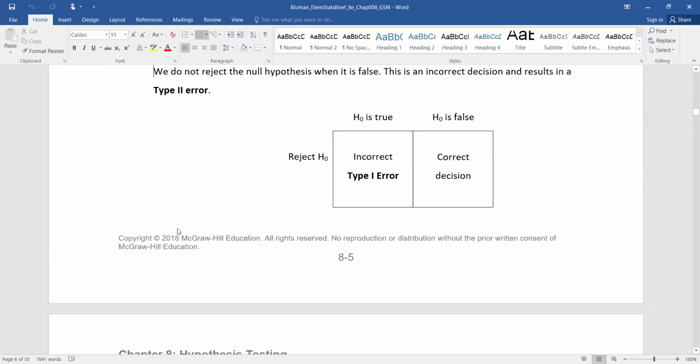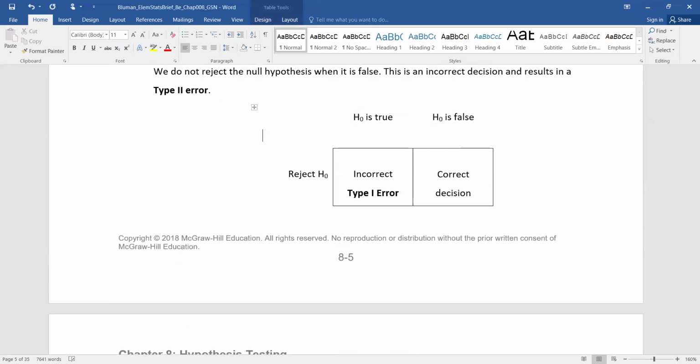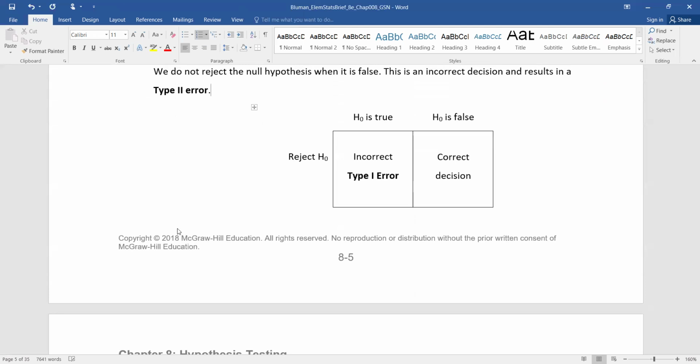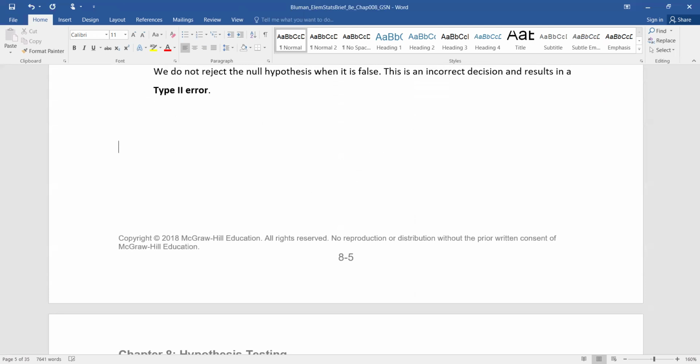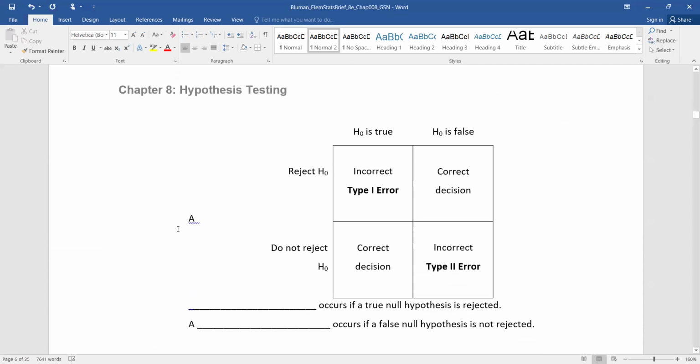And let's see if I can get this on one page. There we go. There you go.